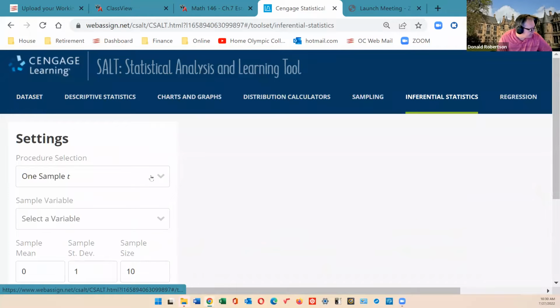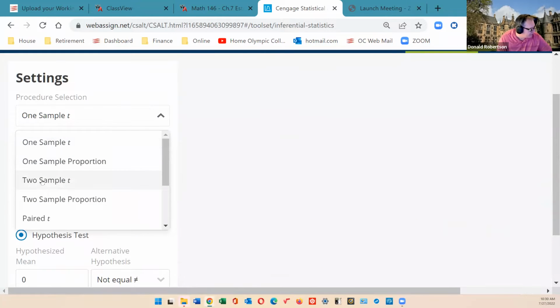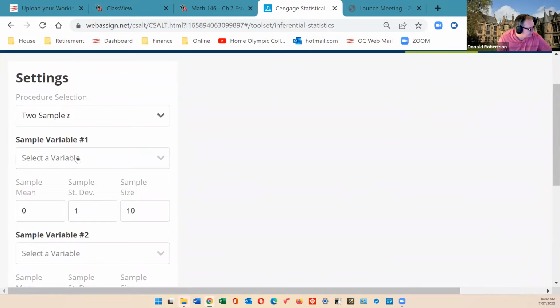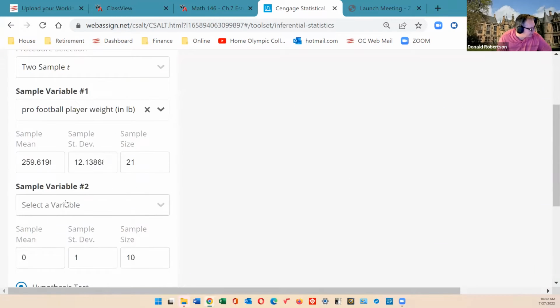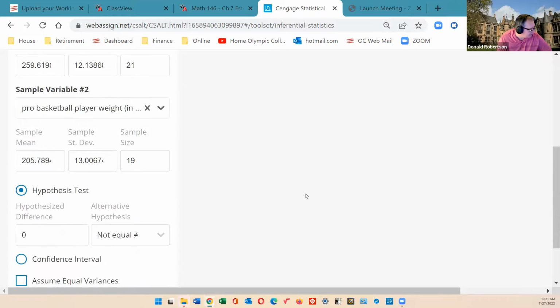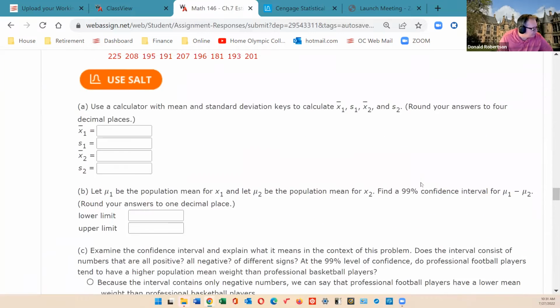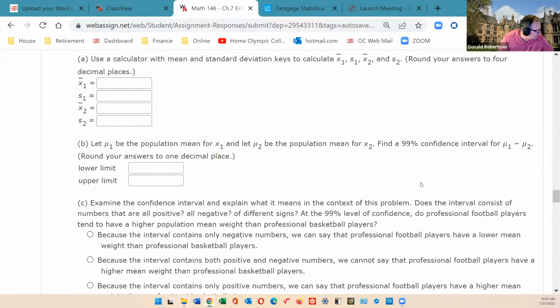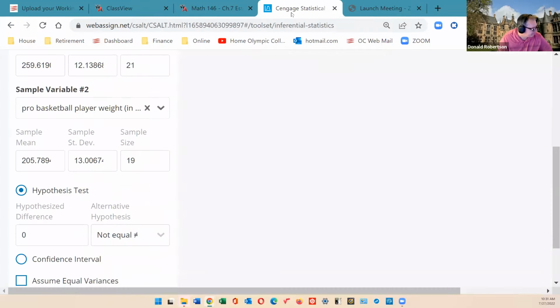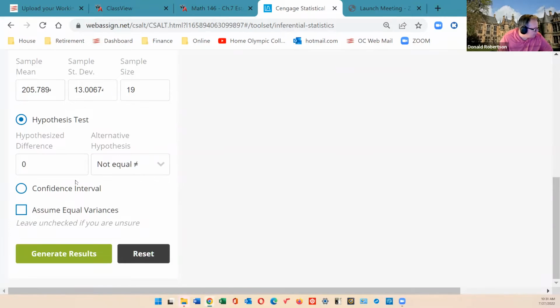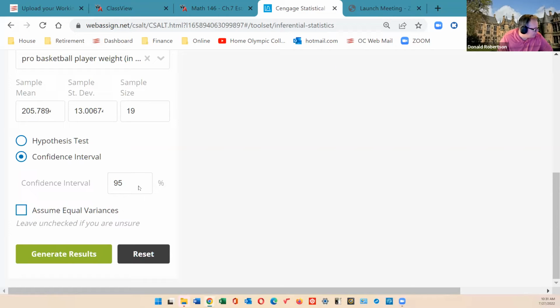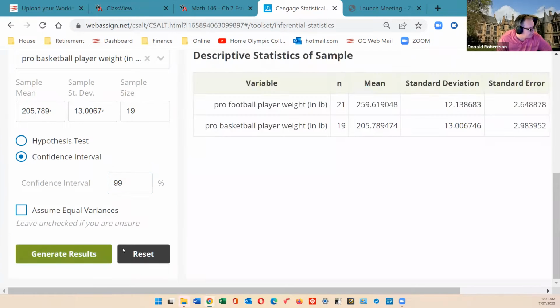Go to inferential statistics. I'm doing the same thing every time, two. The first one's going to be football players, and the second one is going to be basketball players. I've forgotten what they want this time. Somewhere in here, there's going to be a confidence interval, isn't there? 99, good. And we are going to do confidence interval 99. And I'm not going to hit that for a minute. I'm going to generate results.